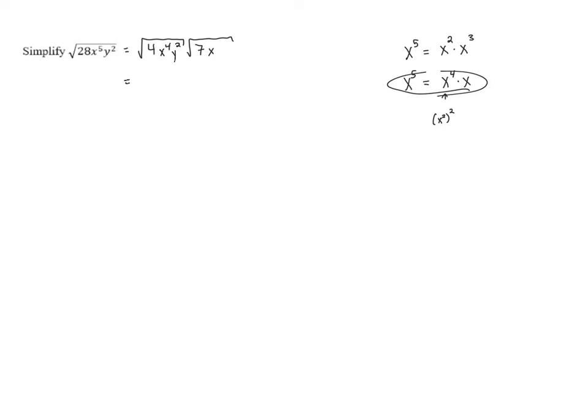The square root of 4 is 2. The square root of x to the fourth is x squared. The square root of y squared is just y. So we've got 2x squared y, and then also the square root of 7x. This is as simplified as it gets, so our final answer is going to be 2x squared y root 7x.